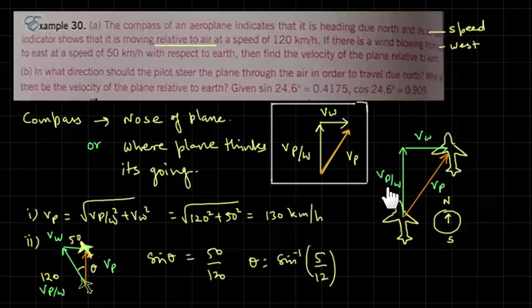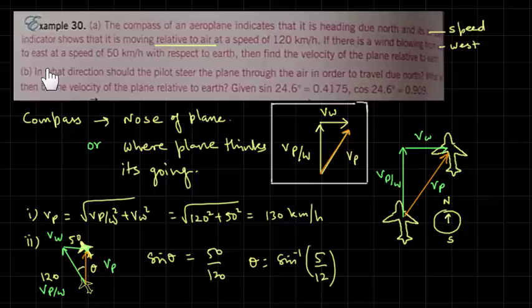So velocity of plane with respect to wind is 120 in the north. Velocity of wind is 50 from west to east. So resultant velocity will be Vp here. As you can check, Vpw plus Vw is Vp, that is Vp minus Vw is Vpw. That we have studied in our relative motion. So the compass indicates the nose of the plane, or where the plane thinks it's going. When you think you are going somewhere, that is relative to the surroundings. So what is the surrounding here? Air. So with respect to air, the plane is moving north.